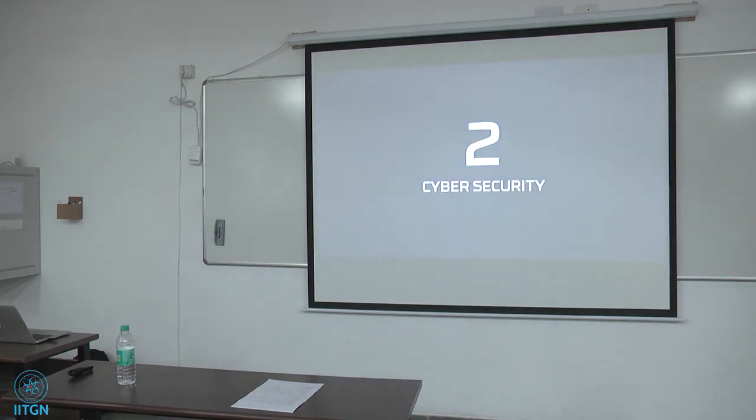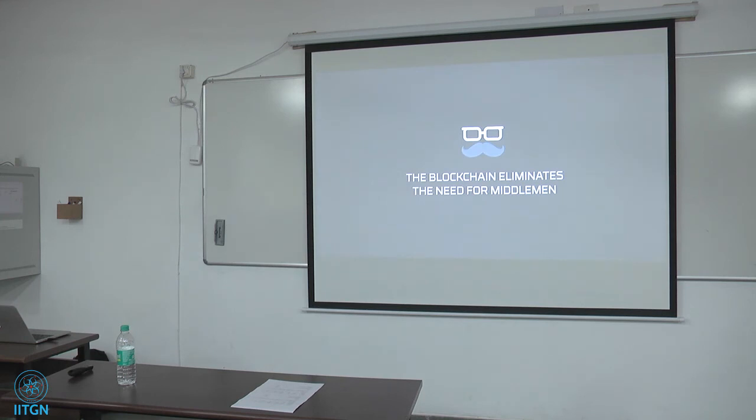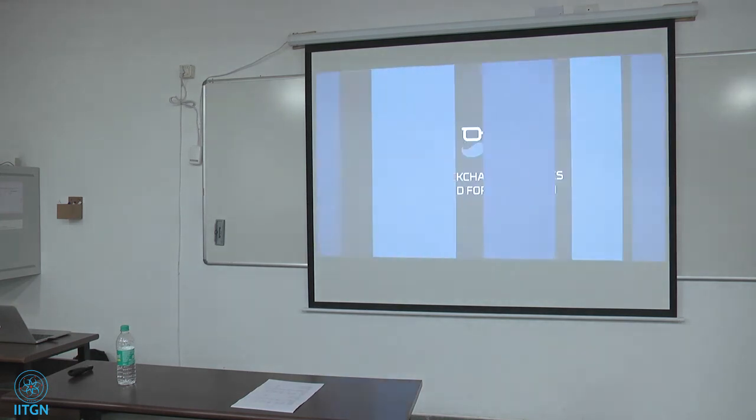Number 2, cybersecurity. Although the blockchain ledger is public, the data is verified and encrypted using advanced cryptography. This way, the data is less prone to being hacked or changed without authorization. The blockchain eliminates the need for middlemen, making it more efficient than many legacy systems in cybersecurity.